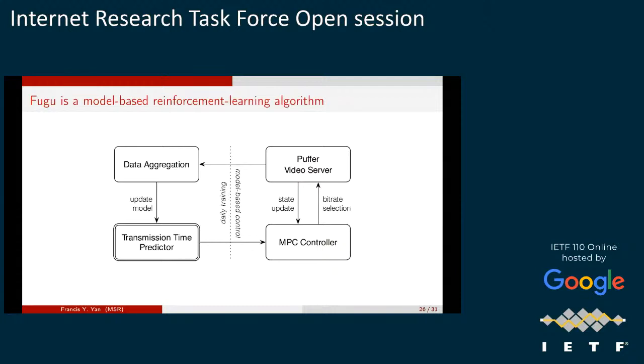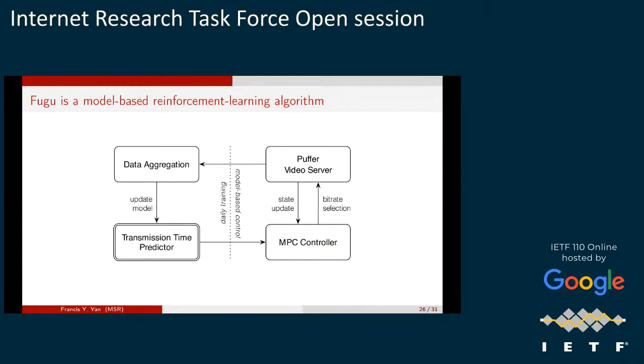Putting everything together, including the buffer video server, the model-based controller, and TTP, Fugu falls into a class of reinforcement learning or RL algorithms called model-based RL. We first deploy a version of Fugu on Puffer's video server, and Fugu's model-based controller will plan ahead and select the bitrate when it receives necessary information from the video server. The optimal plan of chunk qualities is computed in real time with dynamic programming, during which TTP is queried to predict transmission times repeatedly for the chunks of our interest.